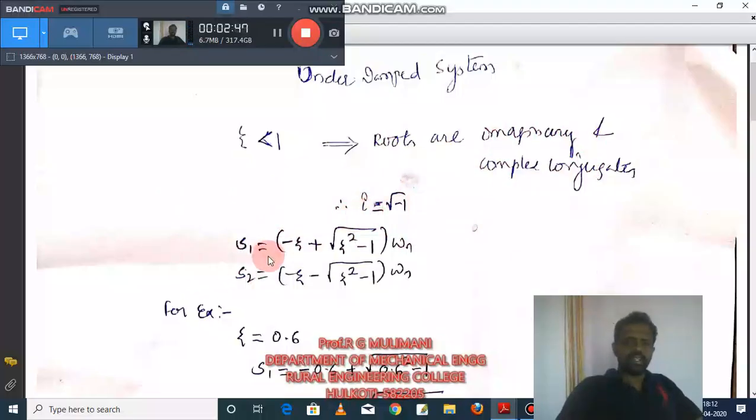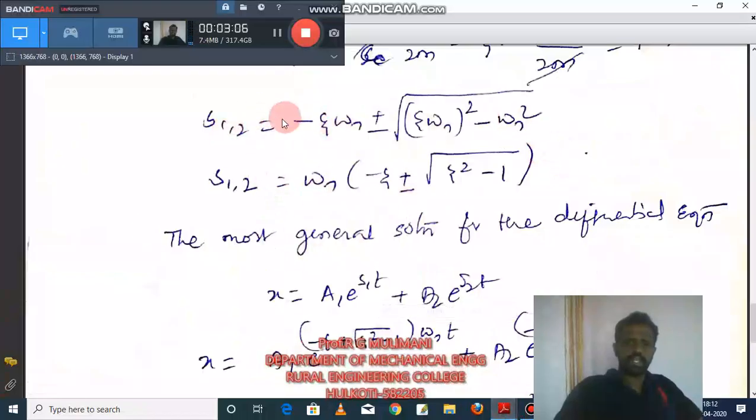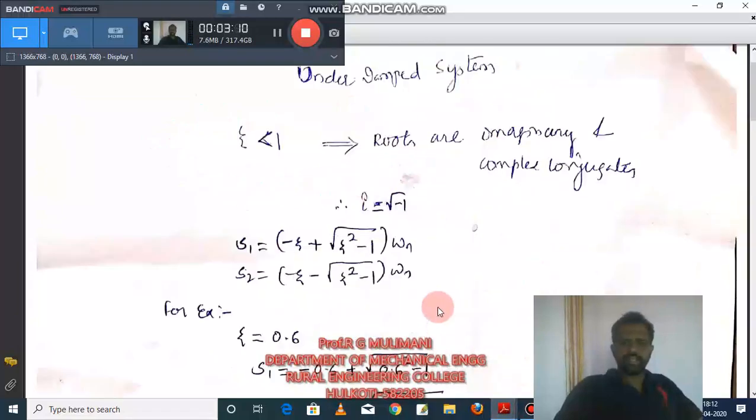What are the roots for the damped system? s1 is minus zeta plus square root of zeta square minus 1, into omega n. s2 is minus zeta minus square root of zeta square minus 1, into omega n. You have seen in the last video itself how s1 and s2 are derived. These are the roots for the damped system.